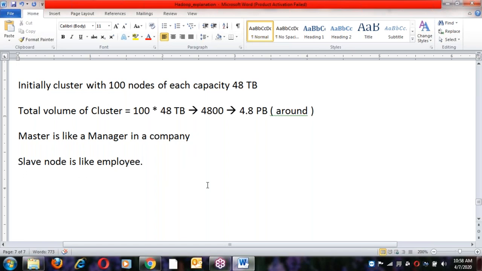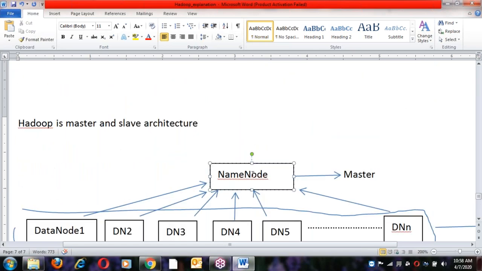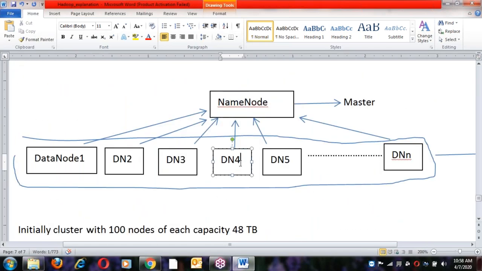Now in this case the name node is a master, so the data nodes are slave nodes. All the data nodes have to work as per the instructions from the name node. The name node is always giving instructions. It's a master, a central controller in the Hadoop cluster architecture.